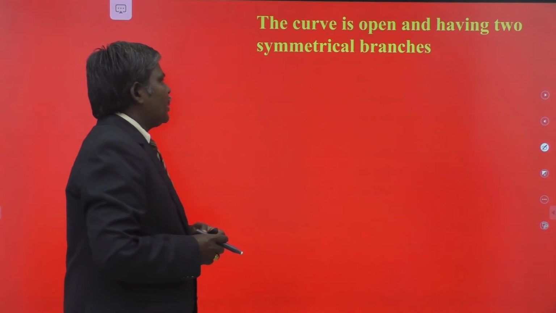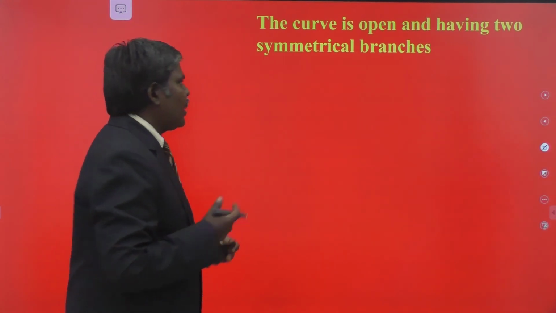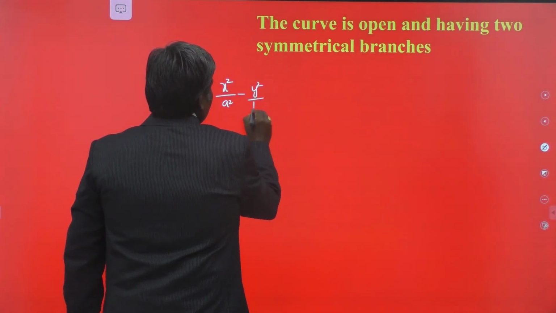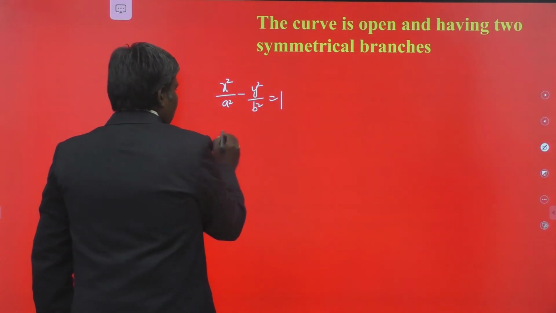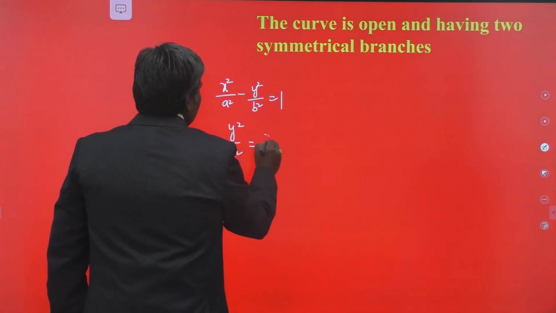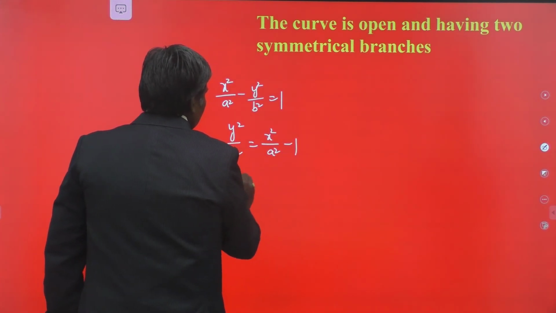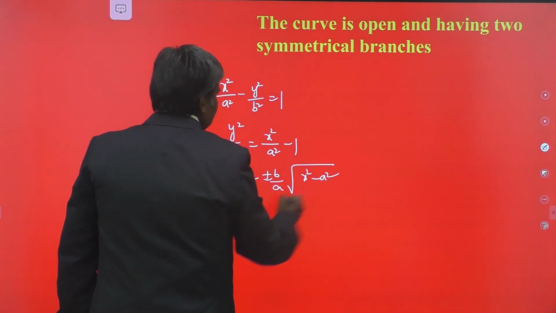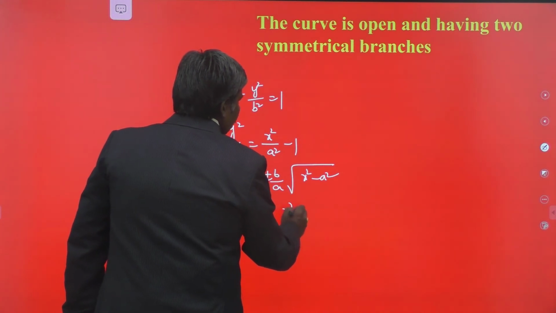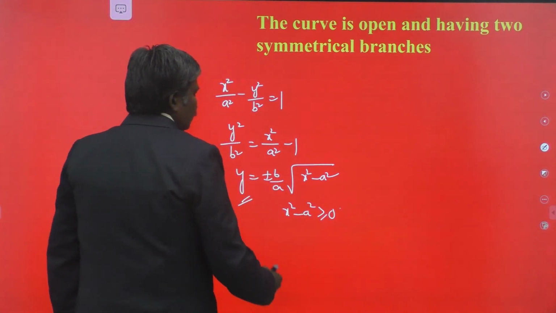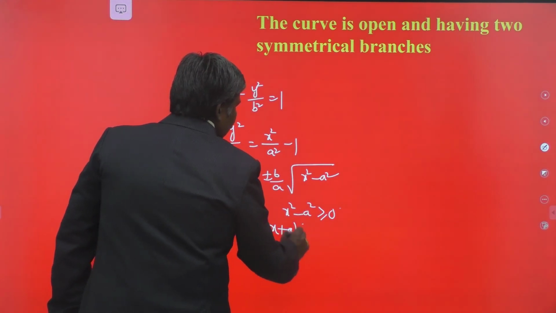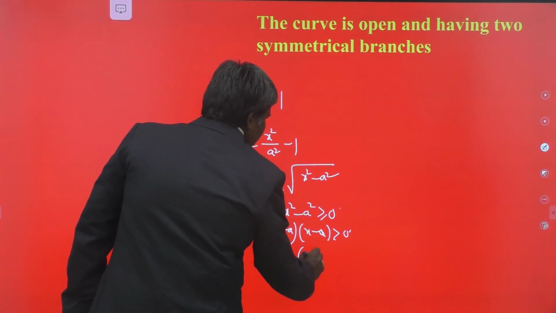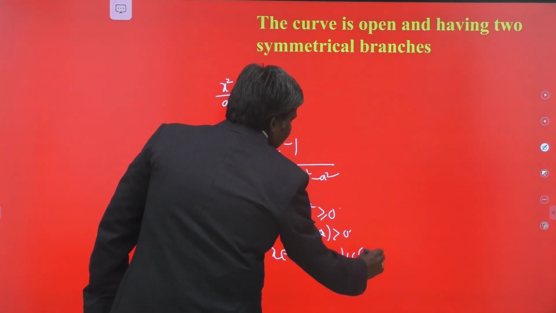Again, the curve is open and has two symmetrical branches. Why is it open? We have x²/a² - y²/b² = 1. Now y²/b² is nothing but x²/a² - 1. y = ±(b/a)√(x² - a²). y is real only if x² - a² is greater than or equal to 0. That means (x + a)(x - a) should be greater than or equal to 0. Therefore, what about your x? x belongs to (-∞, -a] union [a, ∞).